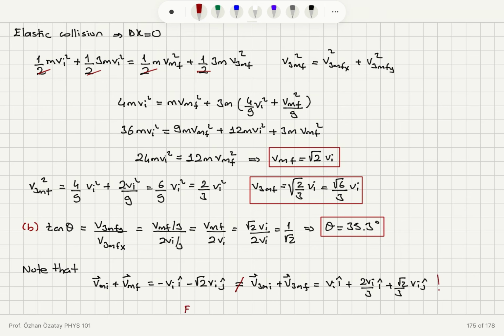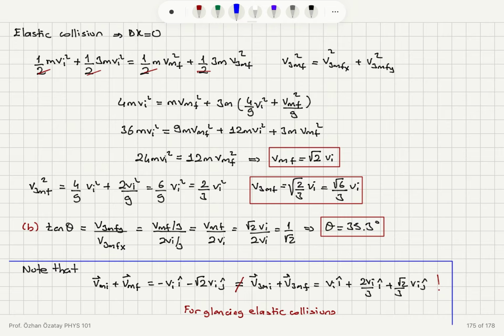So for glancing elastic collisions, we cannot use the result we obtained for head-on collisions using kinetic energy conservation and linear momentum conservation. The total velocity vector initial plus final for the first particle is not equal to the total velocity vector initial plus final of the second particle for glancing elastic collisions.